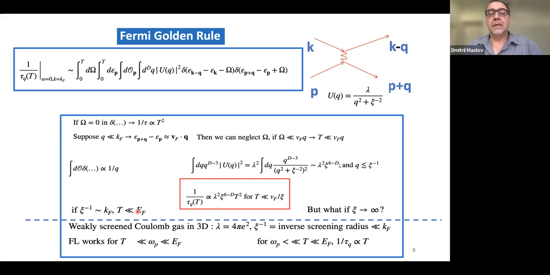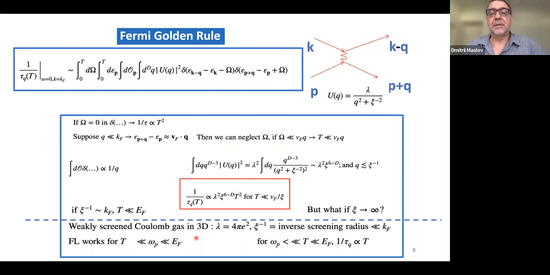But what happens if this parameter ξ becomes very large, goes to infinity? Surely this formula cannot survive. And this is one of the ways to observe a breakdown of the Fermi liquid. As a corollary, I'll mention that the deviation from the T-squared dependence can happen even in a textbook case of a screened Coulomb gas.